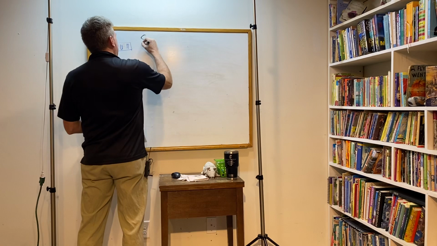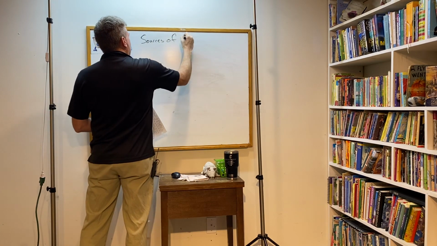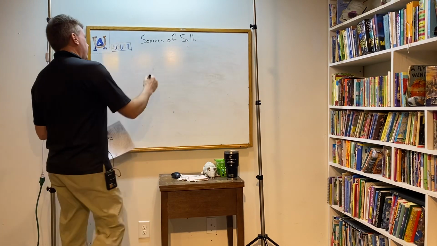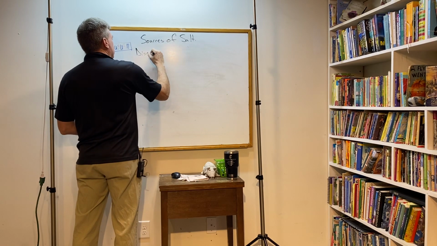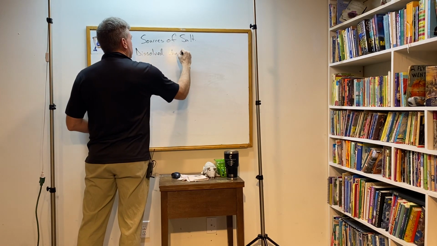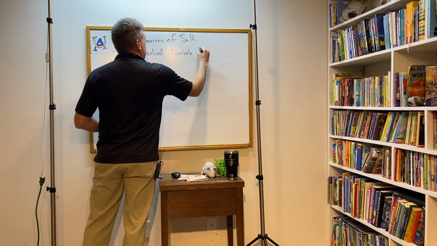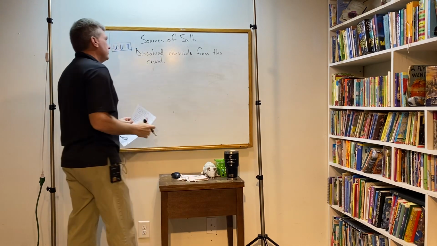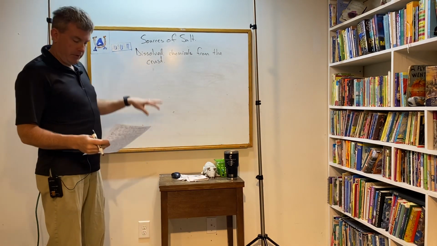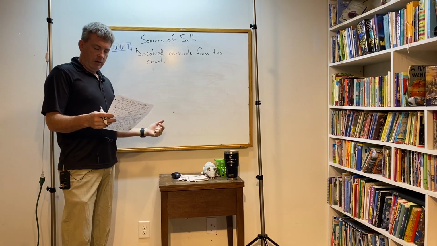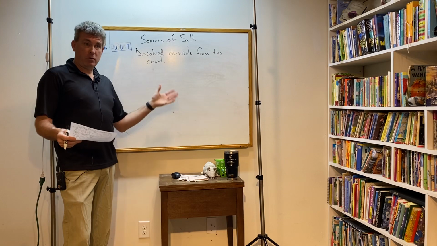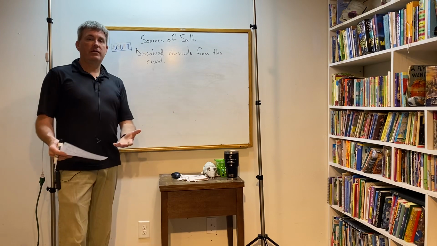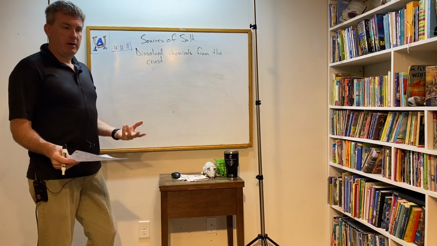So, sources of salt water. Dissolved chemicals from the crust. As the crust is eroded, water flows down, takes pieces of the crust with it, and through the process of erosion washes that stuff into the ocean, and chemically it becomes salt in the water.